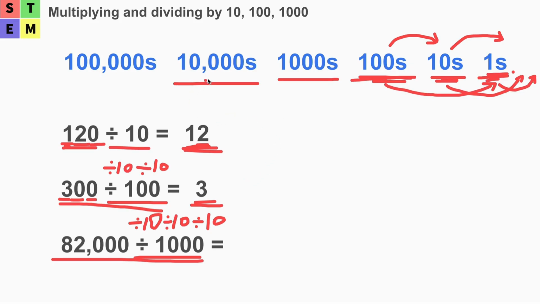So we already know we have 8 here at 10,000's place. So 1, 2, 3. Okay, so we're going to shift 8 to here. And 2 also, 2 from 1,000's place to 1, 2, 3, right? So to the 1's place.